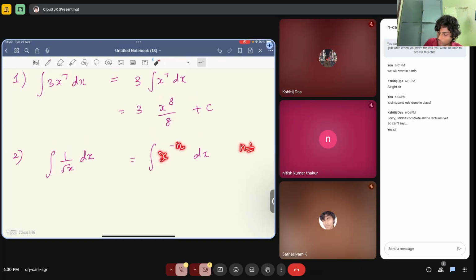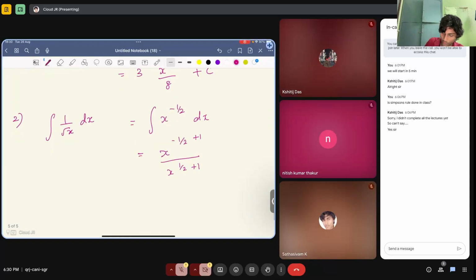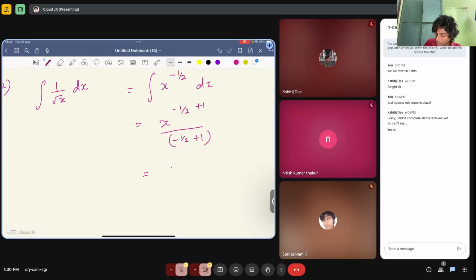As long as n is not equal to minus 1, we can use the formula. This will be x power minus 1 by 2 plus 1, divided by minus 1 by 2 plus 1. If you look, it is basically x power 1 by 2, divided by 1 by 2, which is nothing but 2 times x power 1 by 2 plus c.